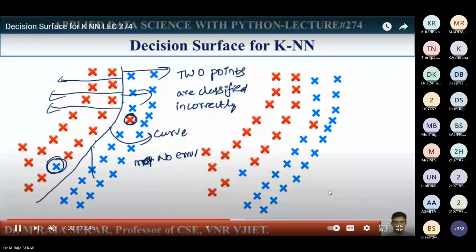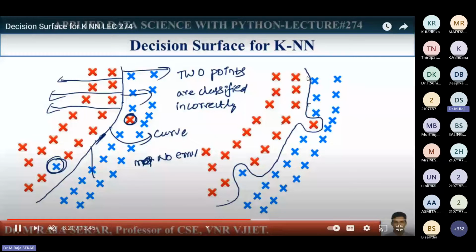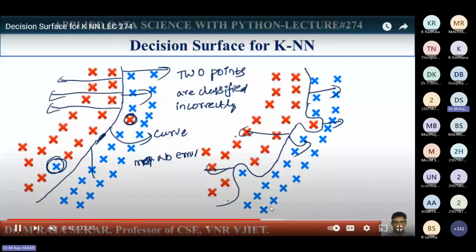Now, just the second diagram, what happens? On the left side of this curve, all the points are red points. On the right side of this curve, all the points are blue points. It means it is strictly separated. No error, isn't it? Why? Because you strictly separated your positive points, blue points, and your negative points, red points.